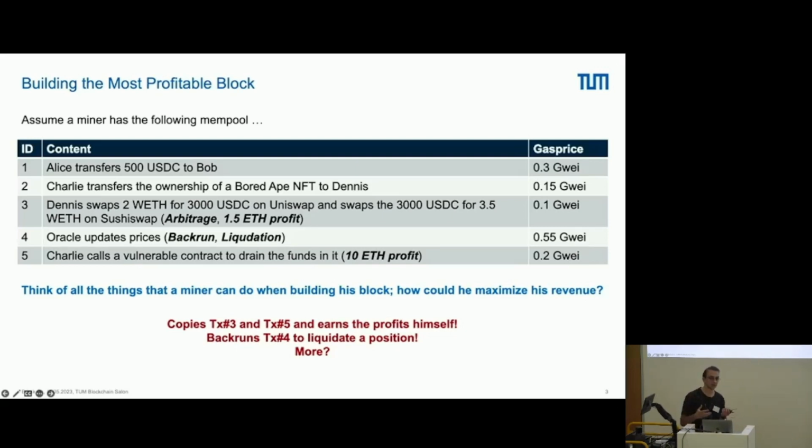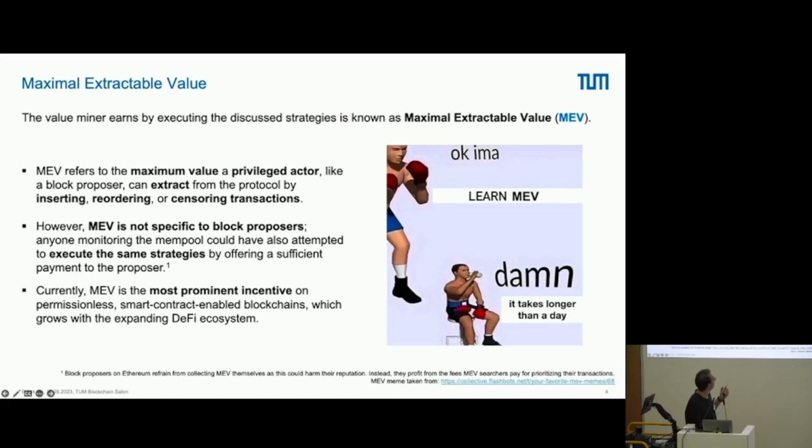But not all blockchains have this fee-based prioritization. As we'll see, Algorand is, for example, right now a first-come, first-served kind of blockchain. So the order of the transactions is actually based on the order they were received. And what this means is that you have to rethink all the MEV strategies that you develop. And one thing that you will see at the end of this presentation is that it takes longer than a day to learn about MEV.